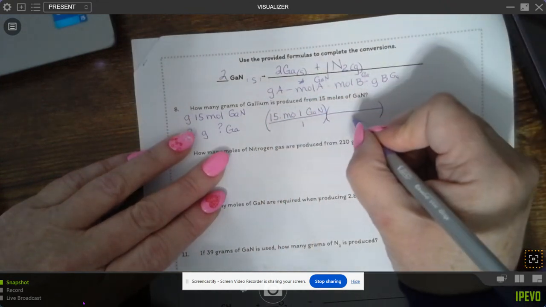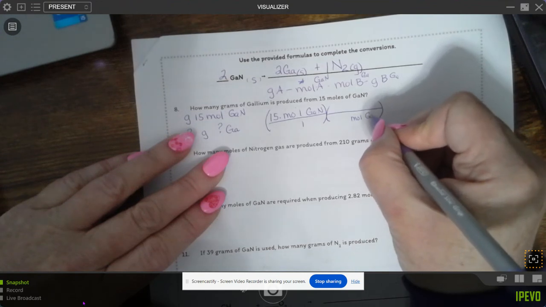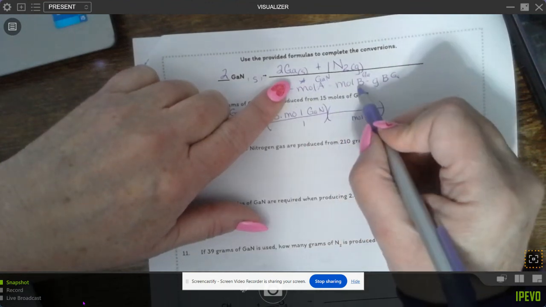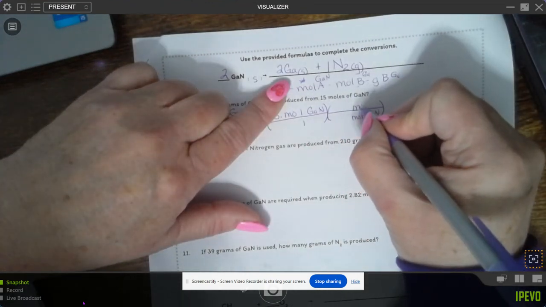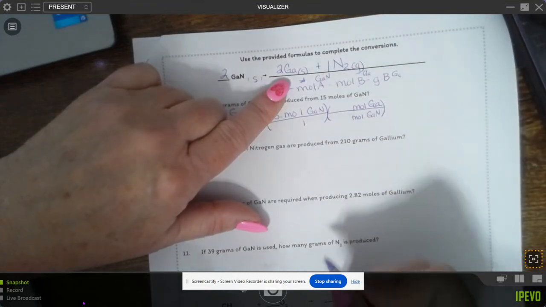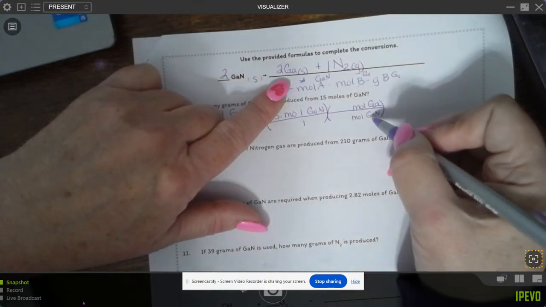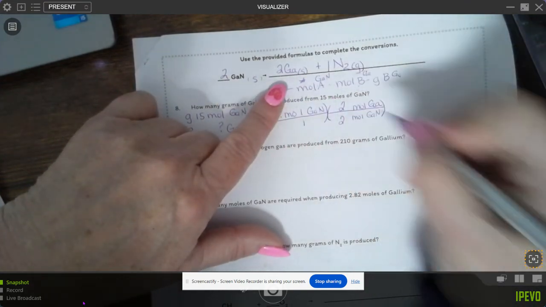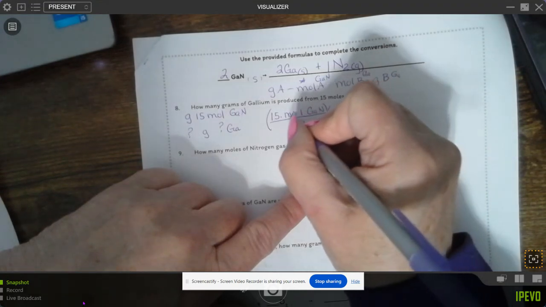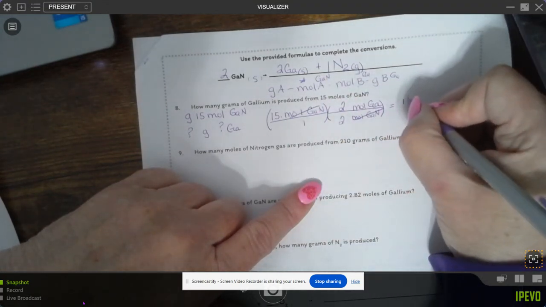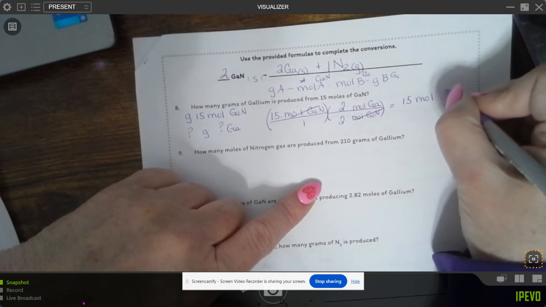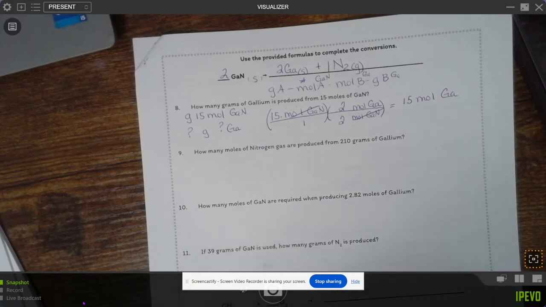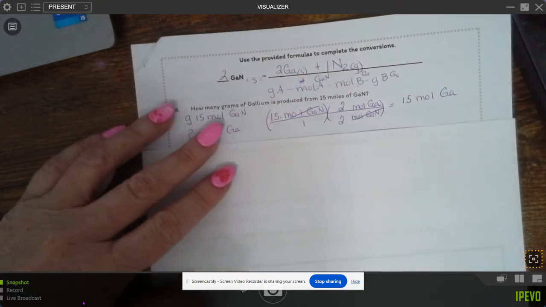Okay. Moles of gallium nitride is going to go on the bottom. Okay, so that's where we're starting, moles. We want to go to moles of B in our first step, so moles of gallium. Okay, moles and moles, this is where we use our coefficients. So 2 moles of gallium nitride produces 2 moles of gallium. Our units will cancel out, and that will give us 15 moles of gallium. All right. So that is step 1.